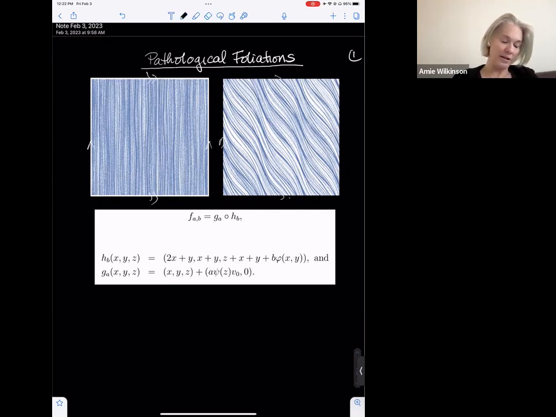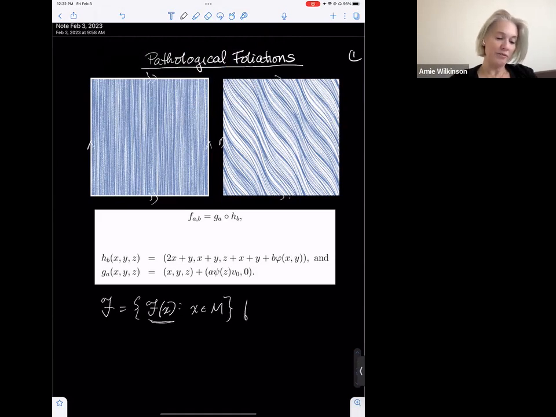Okay, so I denote by F this foliation. So it's a collection of leaves. I denote a leaf by F of x. That's just an equivalence class containing x. So that's one of these curves. x is in the manifold. Okay, so that's a foliation, like one of these two.